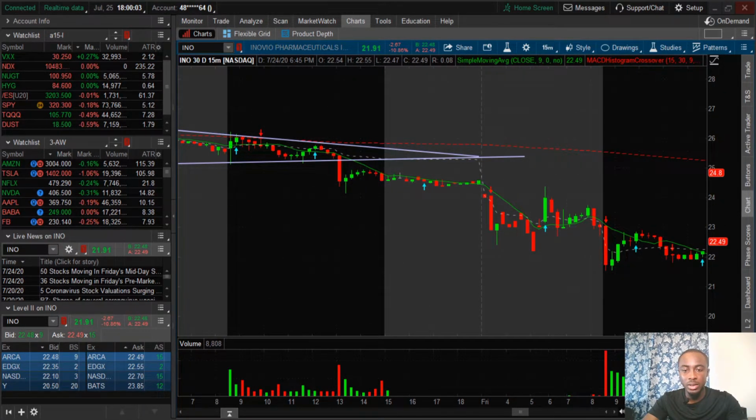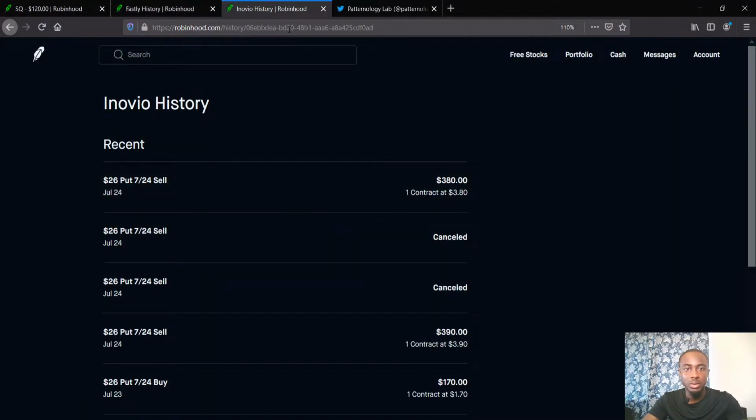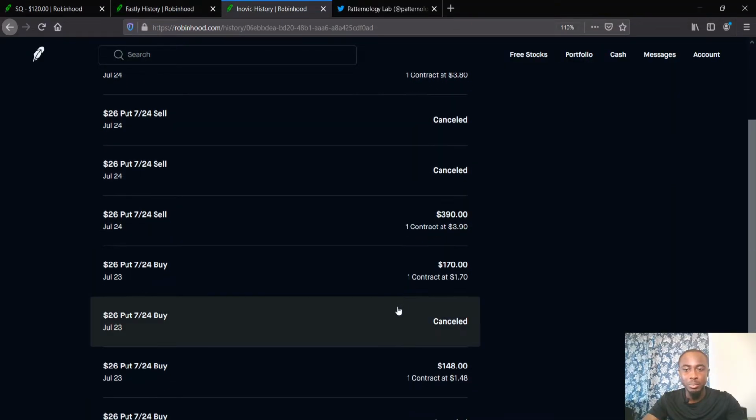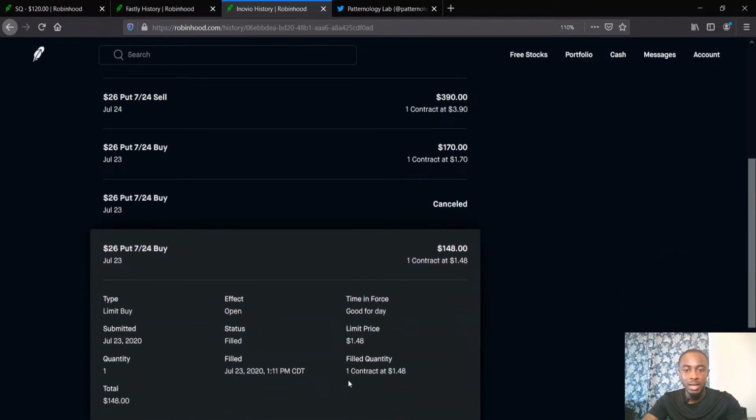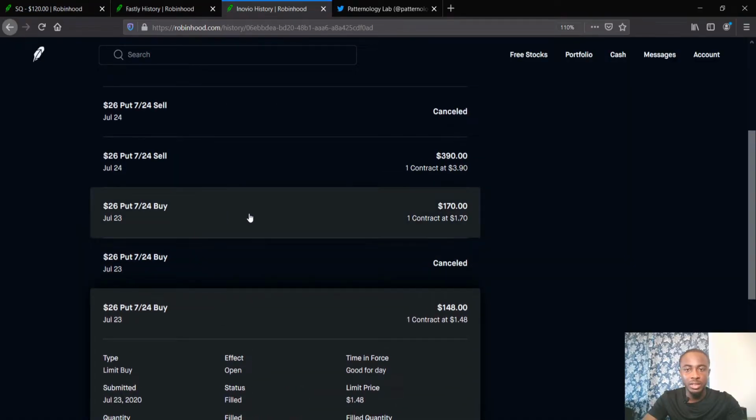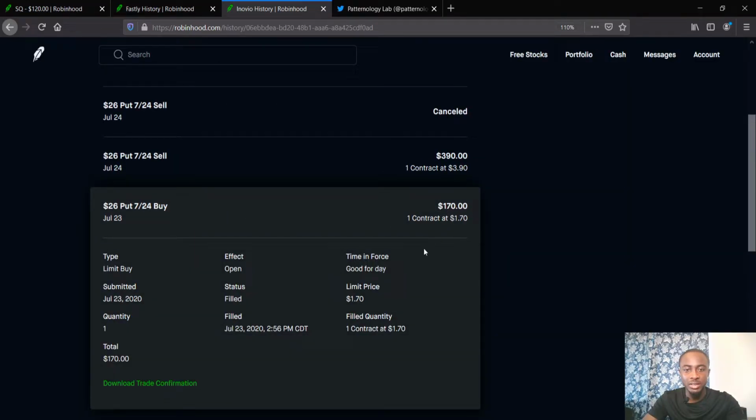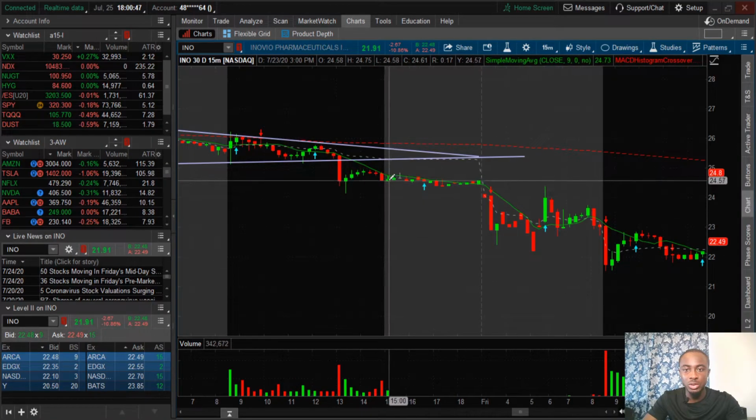If we take a look at the Robinhood account, we can see that I started buying puts on this thing at exactly 1:11, which was about 10 minutes late. And then I bought another put right here for $170 at the close, which was right in here. The reason why I was 11 minutes late to that specific entry is because I wanted to put out a post to show you exactly my thought process as it was happening.